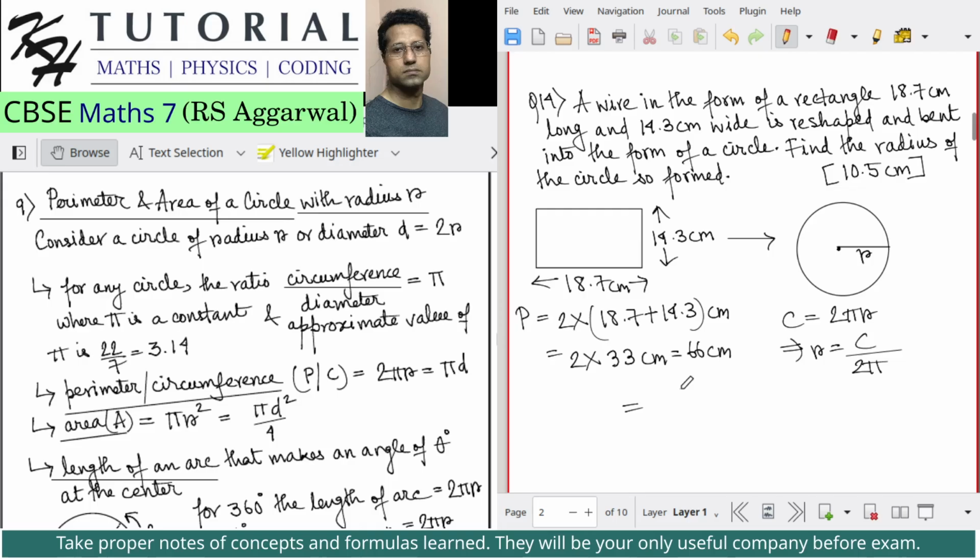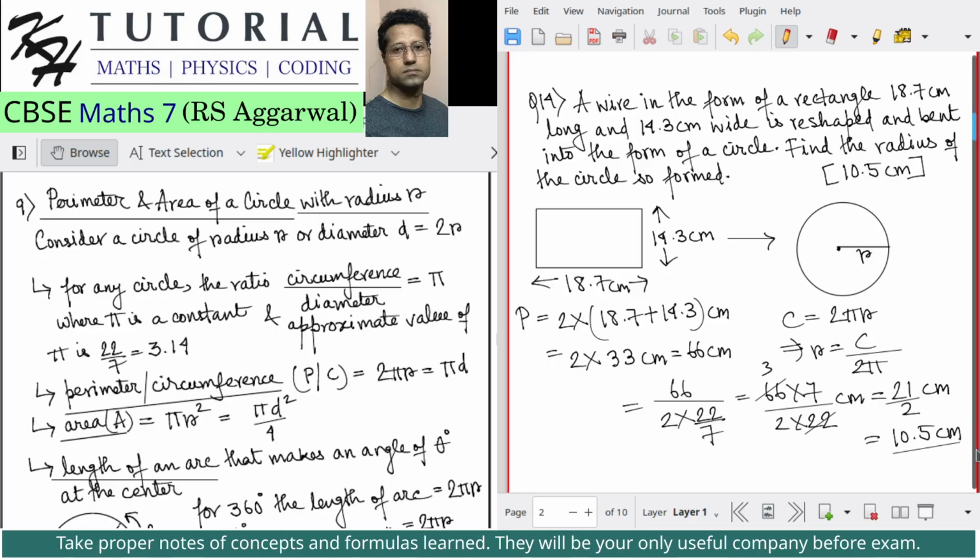So we have r equals c by 2 pi, which becomes 66 by 2, and the value of pi we will consider as 22 by 7. So this is 66 multiplied by 7 divided by 2 into 22 centimeter, which is 21 by 2 centimeter, which is equal to 10.5 centimeter. So the radius of the circle formed is 10.5 centimeter.